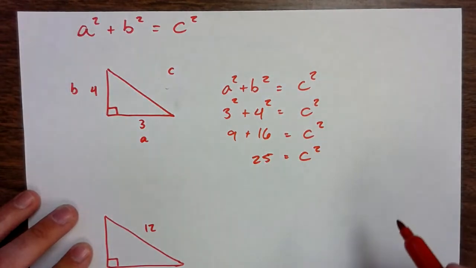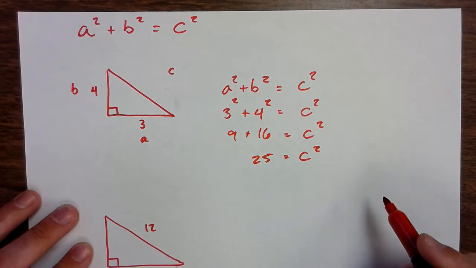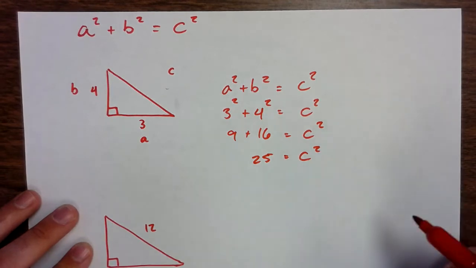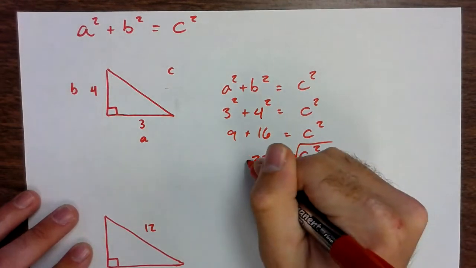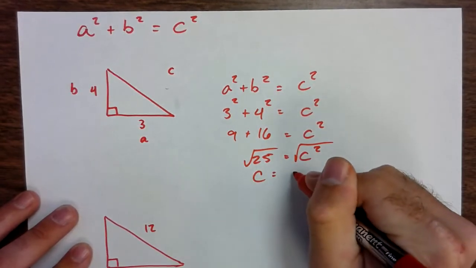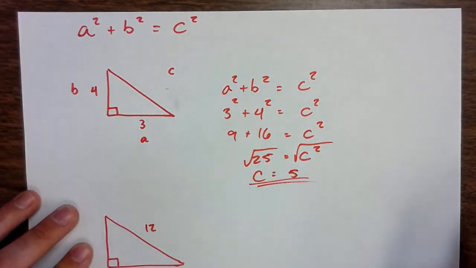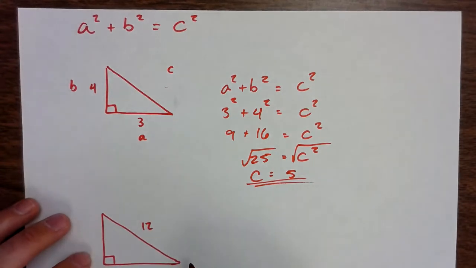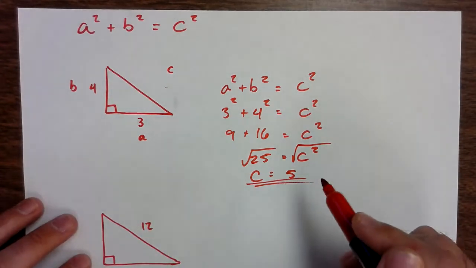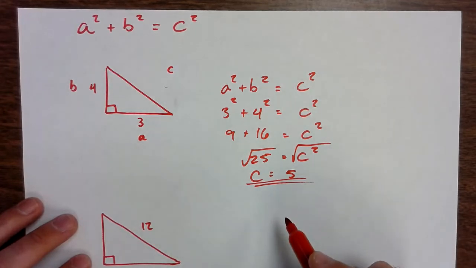To solve for C, I undo everything that's happening to C. Okay, so what's happening to C? It's being squared. How do I undo that? I take the square root of both sides. Okay, C equals 5. Now, we would not say it is negative 5 because we're talking about a distance, and a distance can never, ever be negative. So we don't need to worry about positive, negative 5, just positive 5.